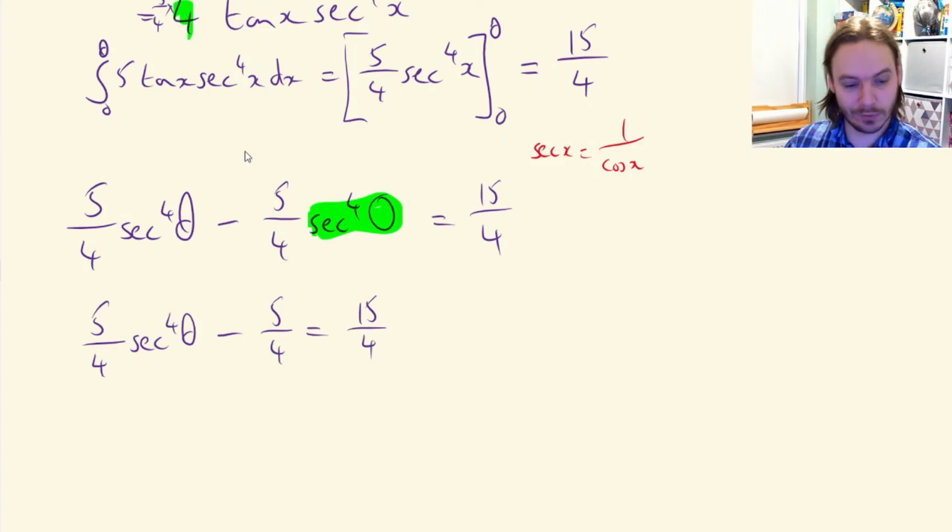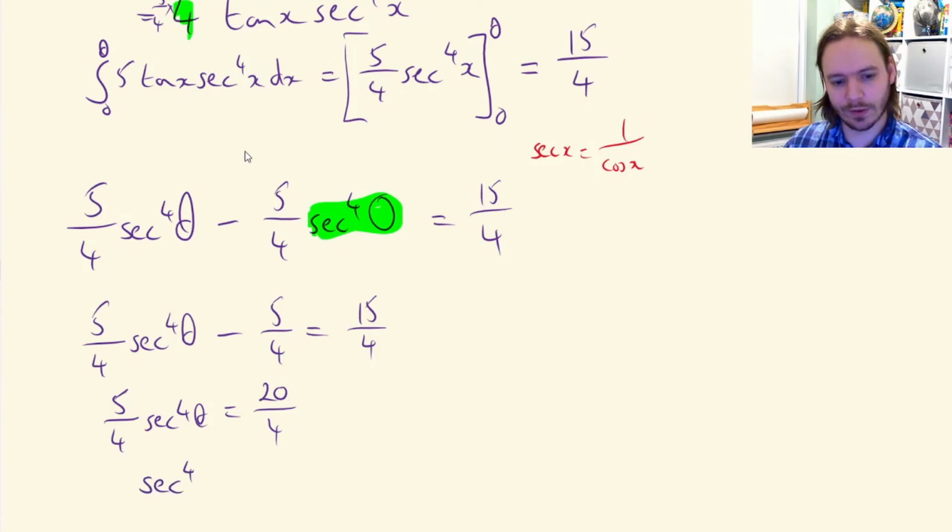I can add 5/4 to both sides. And then I can tidy up. If I multiply by 4 and divide by 5, I end up with the much tidier sec to the power 4 theta equals 4.